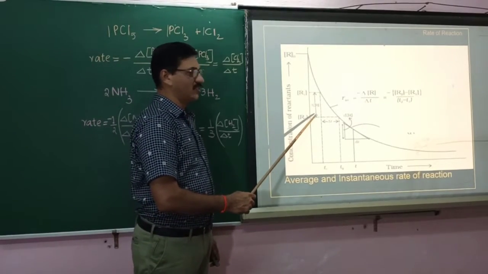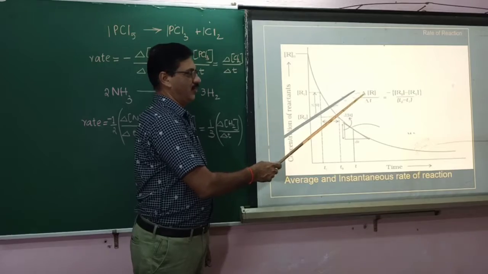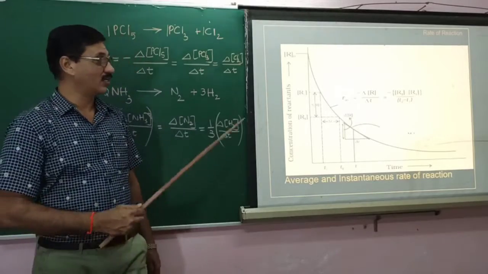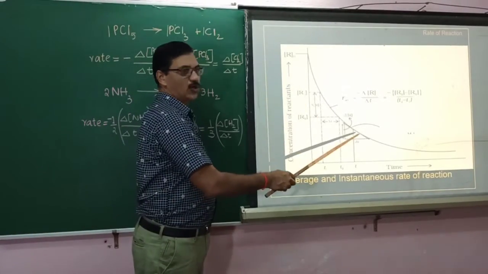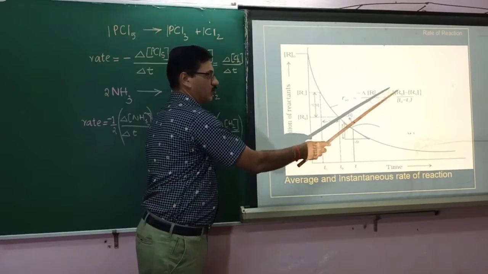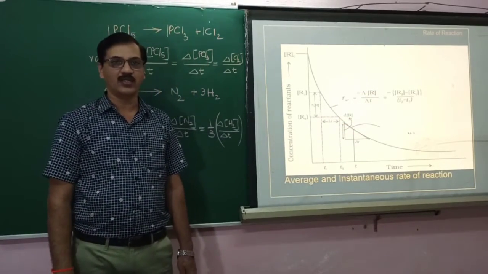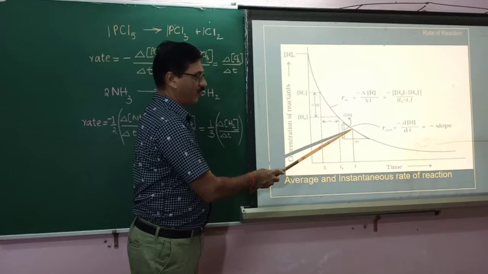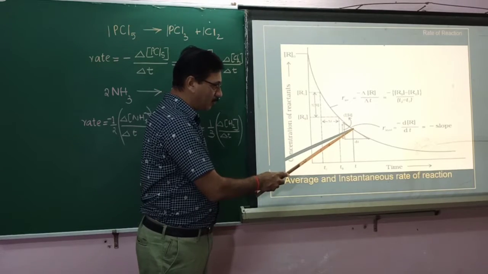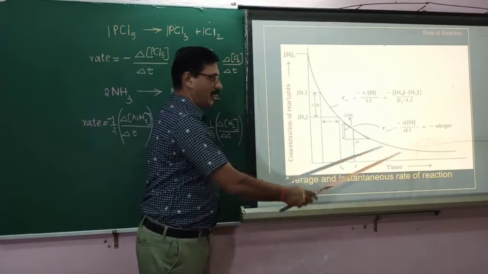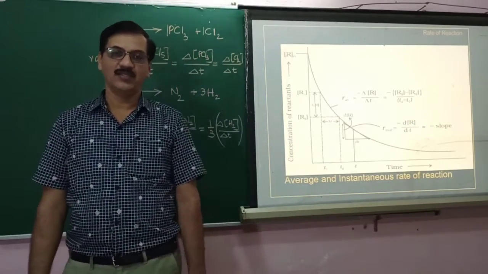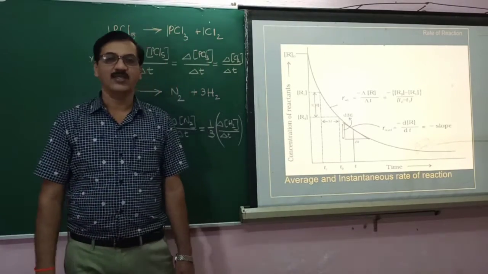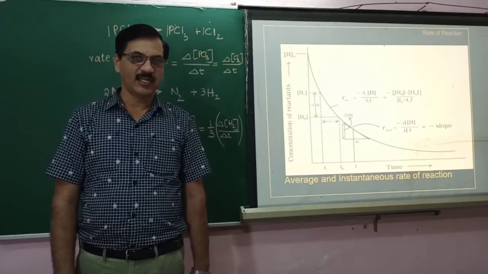The slope of this is nothing but the average rate, delta R by delta t. So this is the slope of this particular curve. Since it is a downtrending curve, the slope is negative, so the negative sign has come. The instantaneous rate at a particular time t, if you are finding the rate of the reaction at this particular moment, is dR by dt. Draw the tangent at that particular point and find the slope, and that itself will give the instantaneous rate of the reaction.